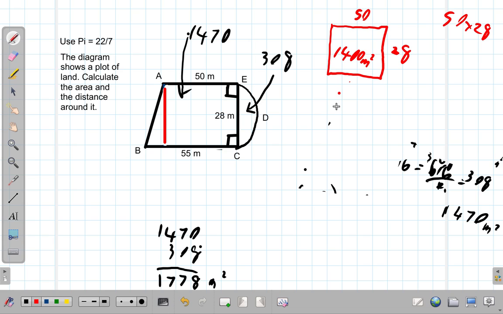What about this now? What we would have over here is a triangle. If this is 55 and this up here is 50, the difference between 50 and 55 is 5. So right here would be 5. So we'd have 5 and the height would be 28. It's 5 and this is 28. So the area of the triangle would be half times the base 5 times the height 28. Right?